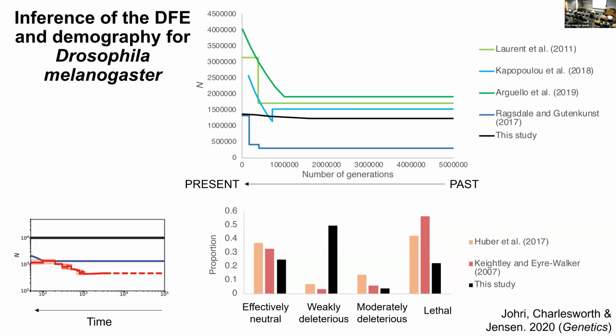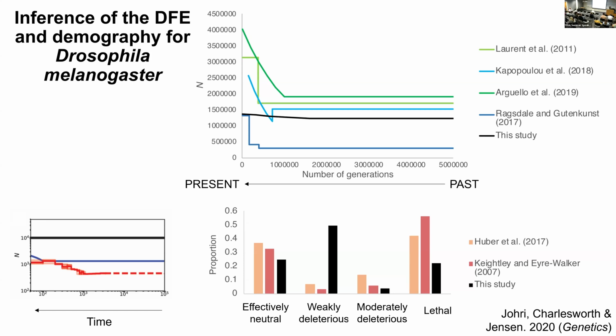The second panel down here is what we inferred as the selection coefficients. Again, the black bars show what we inferred, and the colored bars show what was inferred previously. The main thing to see here is that we infer a pretty large number of mildly deleterious mutations in this population compared to what other people did. That partially can be because we're including the effect of selection on synonymous sites in this particular case.